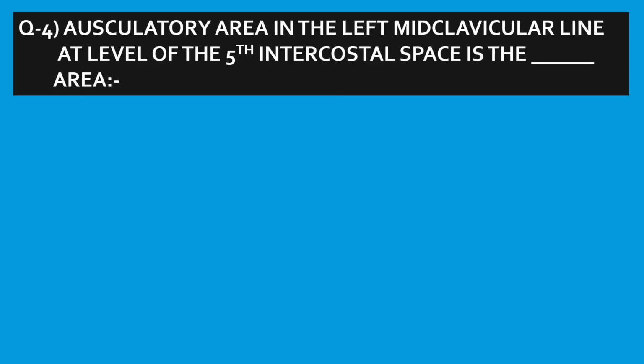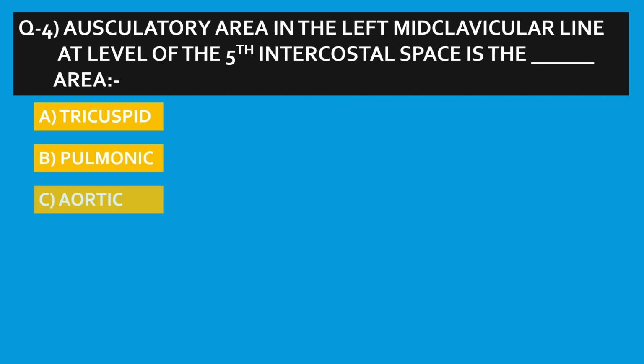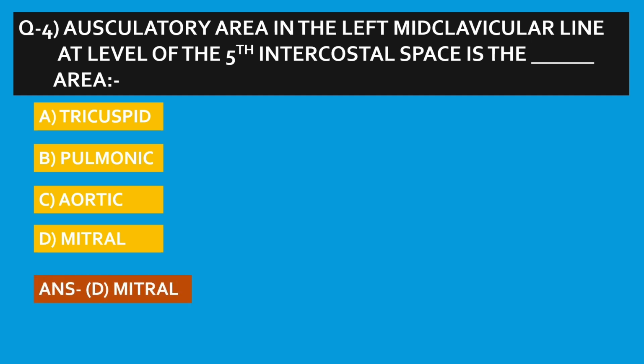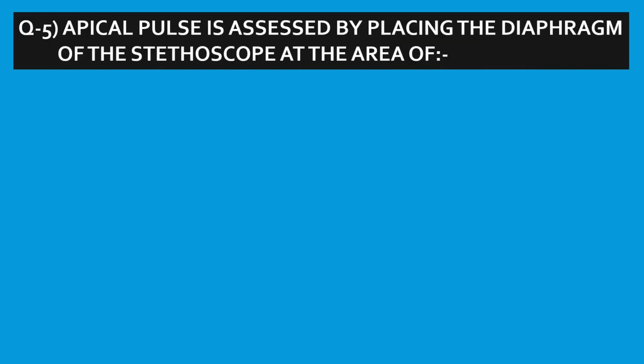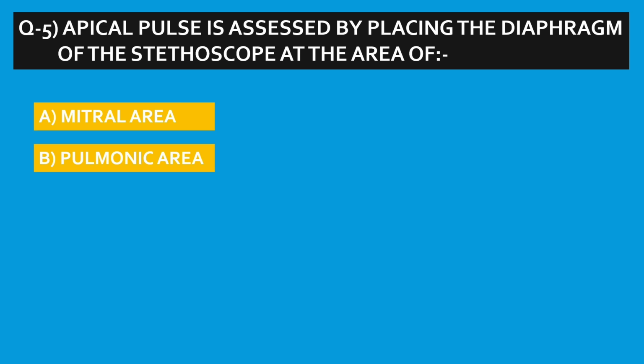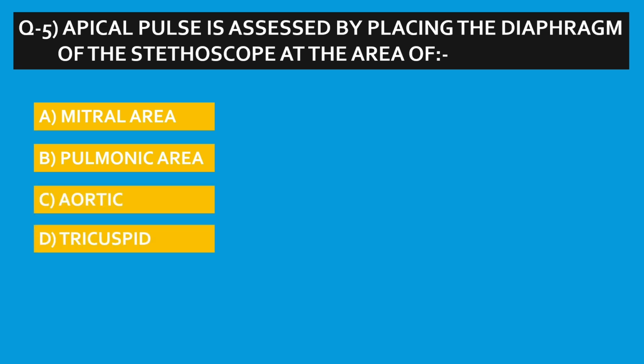Next question. The auscultatory area in the left mid-clavicular line at the level of the fifth intercostal space is the dash area. Option A, tricuspid, option B, pulmonic, option C, aortic, and option D, mitral. And the correct answer is option D, mitral. Here comes the next question. Apical pulse is assessed by placing the diaphragm of the stethoscope at the area of: option A, mitral area, option B, pulmonic area, option C, aortic area, and option D, tricuspid. And the correct answer is option A, the mitral area.